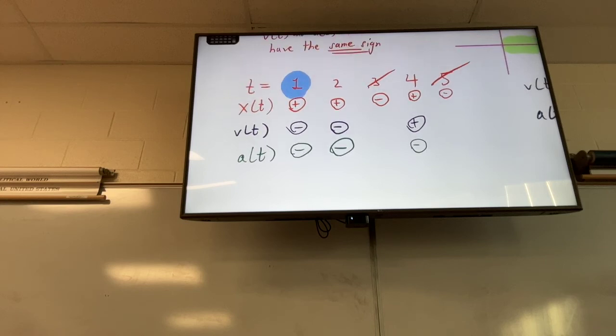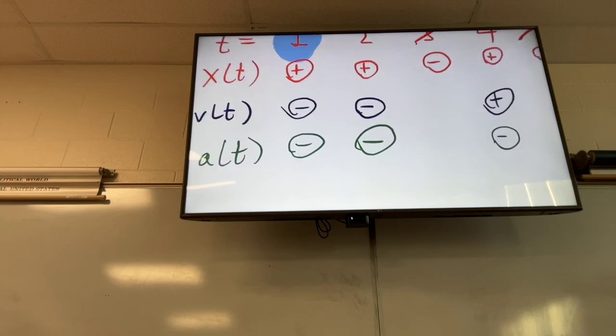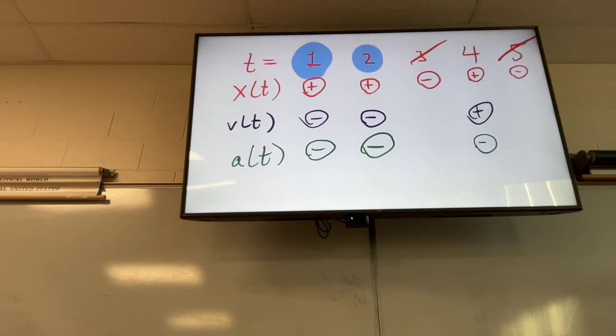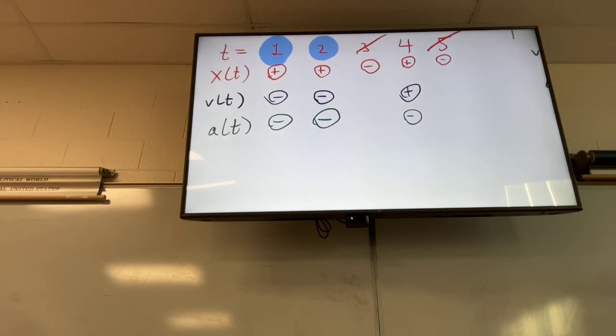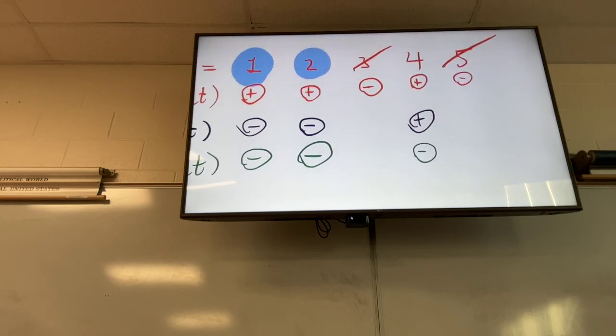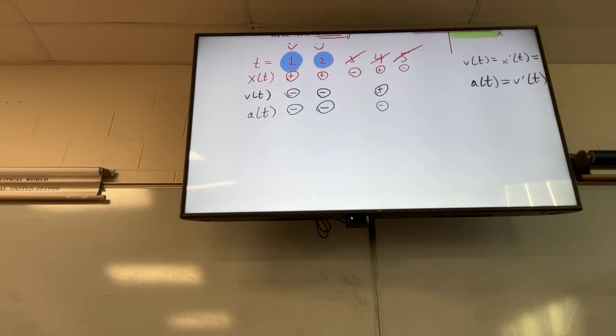That's an answer, okay? T equals 2, our x of t is positive. V of t and a of t are both negative, so that's going to be an answer, okay? For 4, x of t is positive, but v of t is positive while a of t is negative. So that's not going to be a solution. We're going to toss it into the fire. All right, so we just have t equals 1 and t equals 2 as our answers.